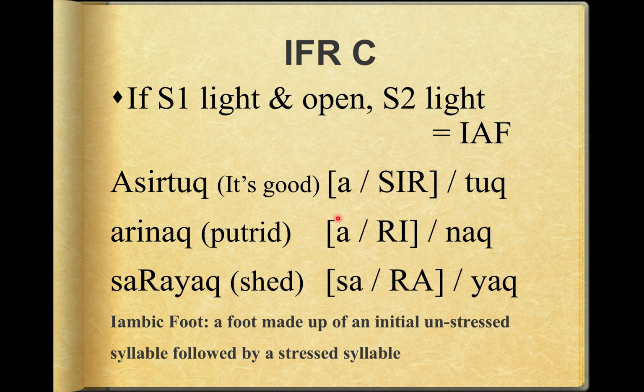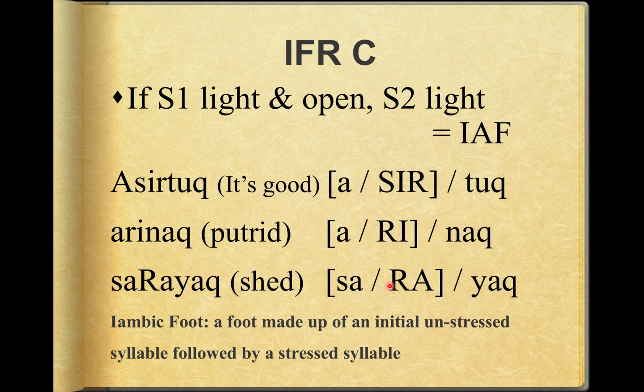And achinak is the second example. Achi is the iambic foot. A is not stressed. Chi is stressed. Chi is also lengthened because it is open and not the end of a word. So it's achinak. Nak is a stray syllable.